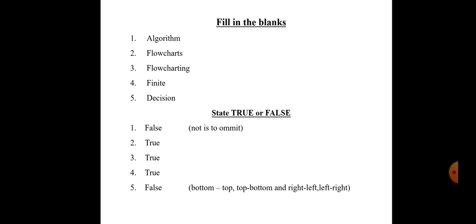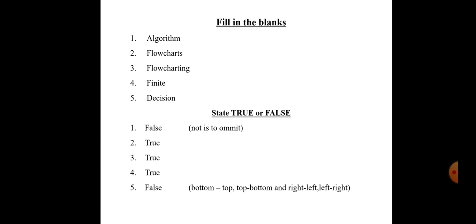The first one you are having is fill in the blanks, and in fill in the blanks the first option is algorithm, second one is flowchart, third one is flowcharting, fourth one is finite, and the fifth one is decision. So keep in mind, first blank you are going to fill algorithm, in the second blank flowchart, in the third blank flowcharting, in the fourth blank finite, and in the last blank decision. So this is the solution of your fill in the blanks.